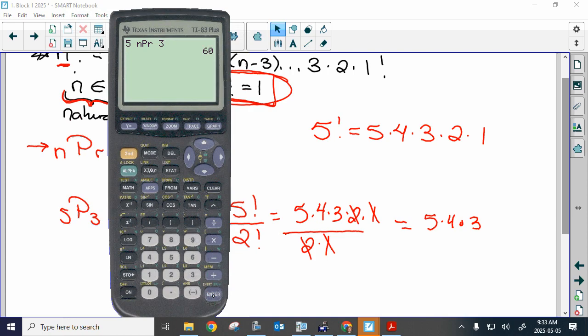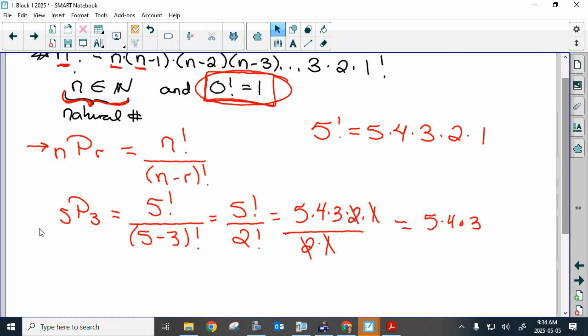Why does it give me 60? Because that's 5 times 4 times 3, and it gives you 60. So in Math 30-2, you would just type this into your calculator, and you were done. In Math 30-1, we have to work algebraically with the factorial notation. Okay? So yeah, you would actually put down 60 here.